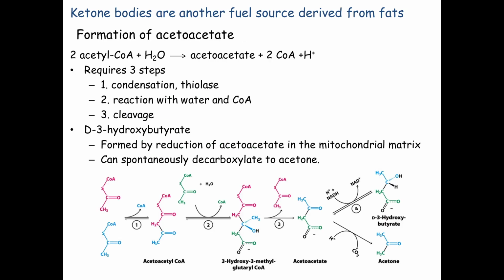Looking at the figure at the bottom, we're going to take two acetyl-CoAs, one in red, one in blue. The one in red is going to have its methyl group deprotonated and attack the carbonyl of the blue one, leaving the CoA as an excellent leaving group. I connect the 2 carbons to the other 2 carbons, and now I have a 4-carbon acetoacetyl-CoA.